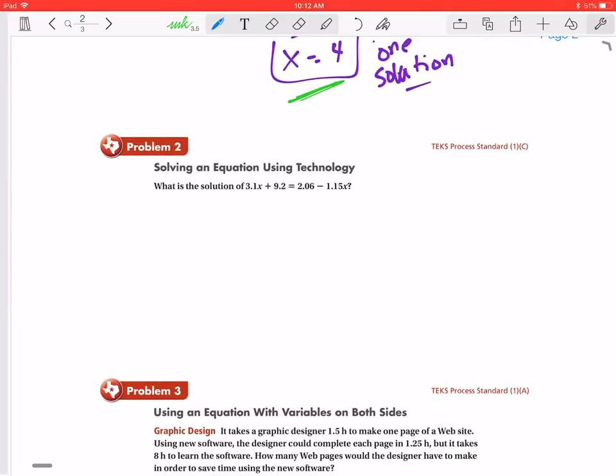Now problem number 2. This is solve the equation using technology. We'll talk about that in class. I can't really show you on here. I will do a video on this in the next one.